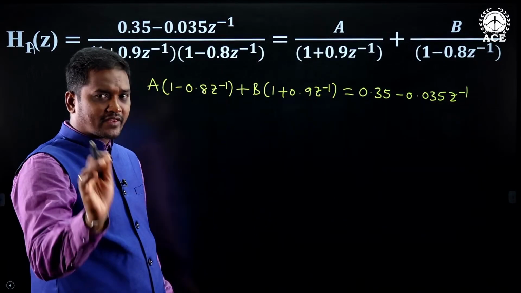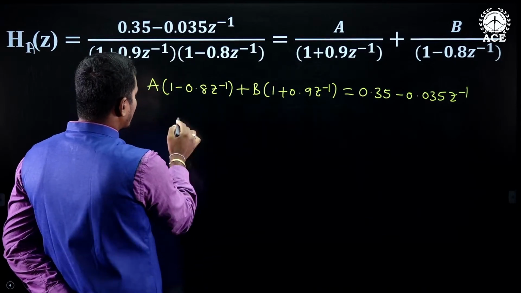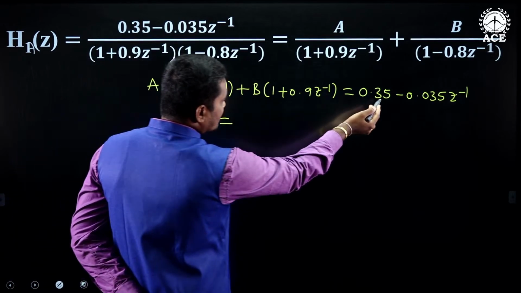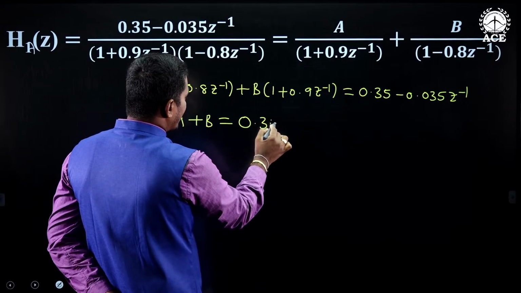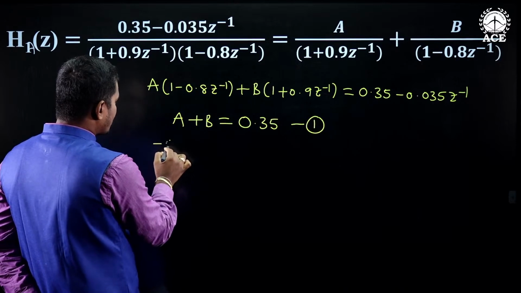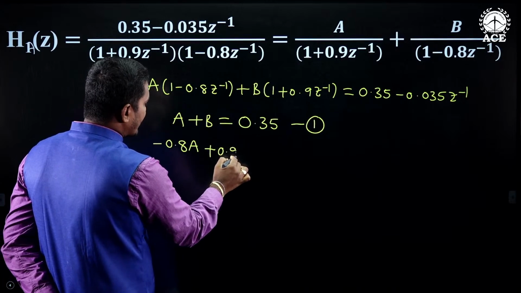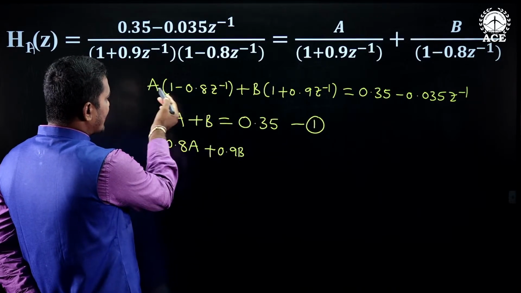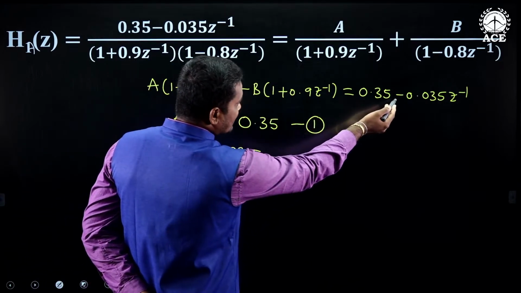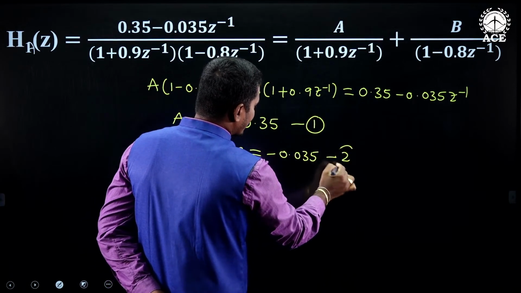Partial fraction, any method you follow. I am following this method. See here, I am comparing constants. What are the constants on the LHS side? A and B. So, A plus B equals to, what is the constant on the RHS side? 0.35. This is my first equation. Next, the Z inverse coefficient: minus 0.8A plus 0.9B equals to, what is the Z inverse coefficient on the RHS side? Minus 0.035. This is the second equation.